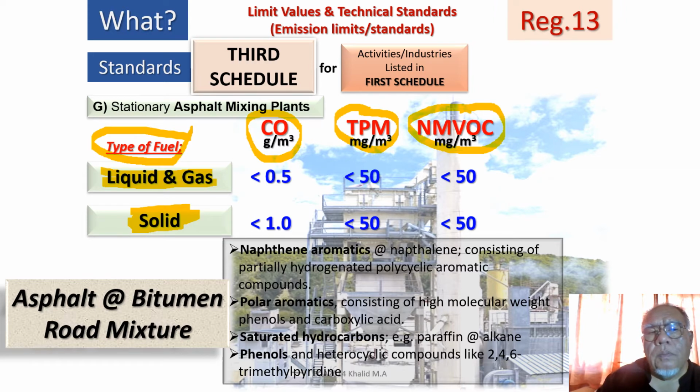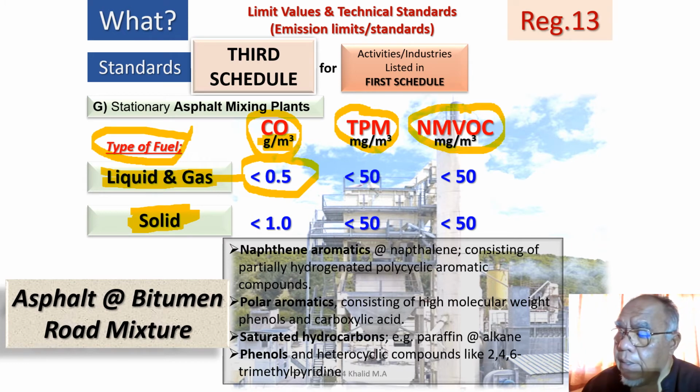Now, look at this. Carbon monoxide from liquid and gas is how much? It must be less than 0.5. Watch out for the unit. And this unit now is in gram per cubic meter. Let me double check. Yes. Carbon monoxide is in gram per cubic meter.